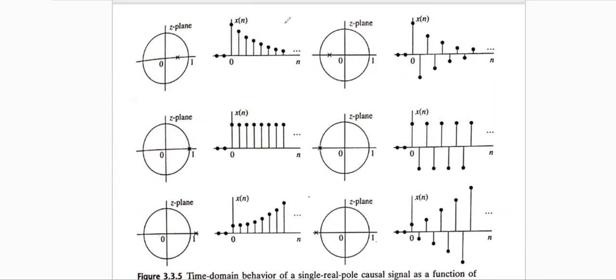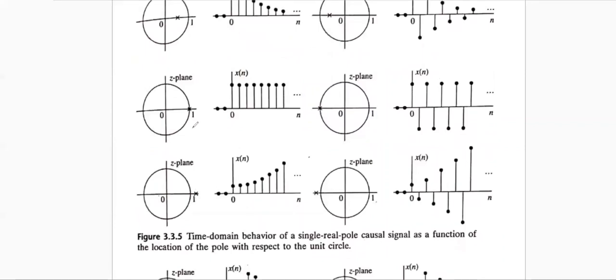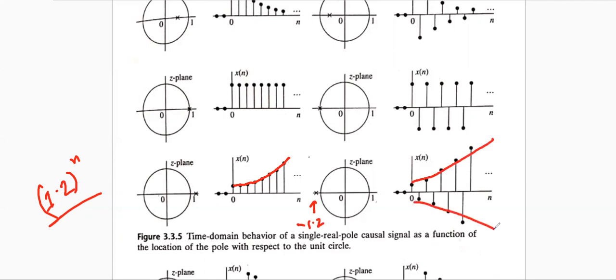If we go a little bit further, try to think about this. If this pole is now shifted out of the unit circle, then what happens? If it is out of the unit circle, practically, say 1.2 to the power n, of course that gives an unstable situation, both for the positive value and for the negative value, say -1.2. And we have this kind of time domain sequence.